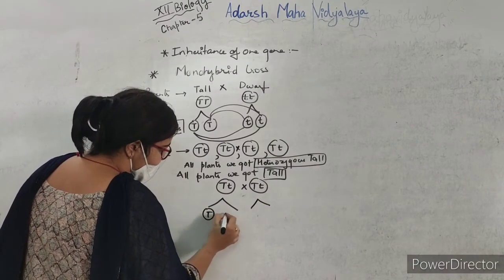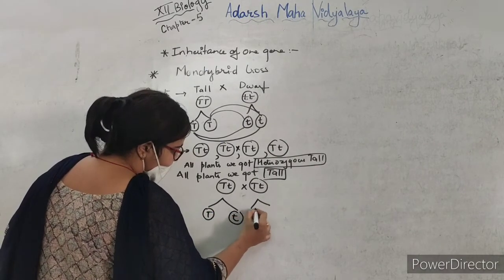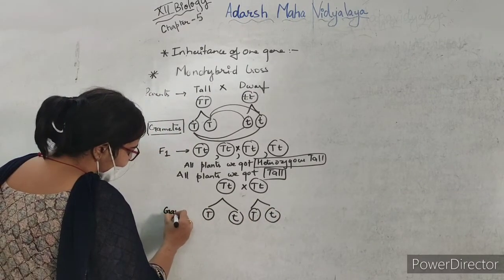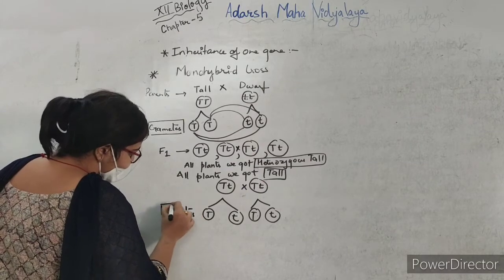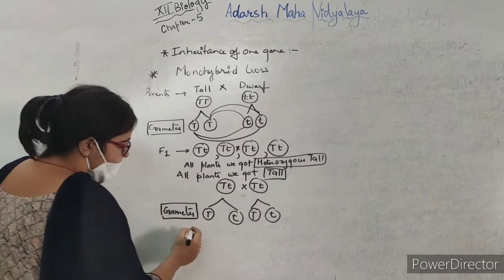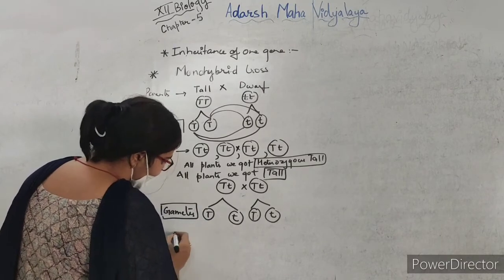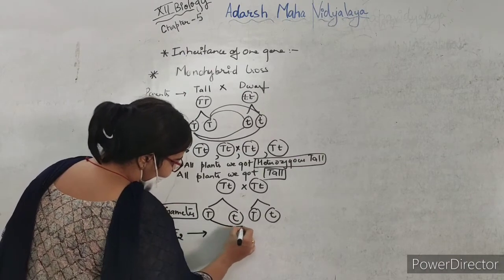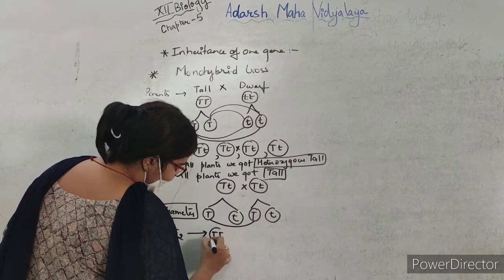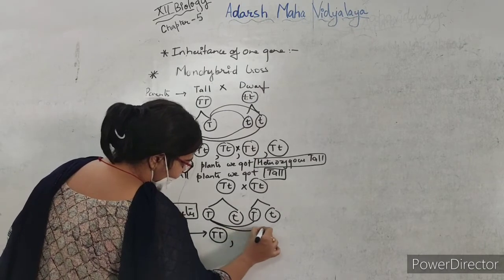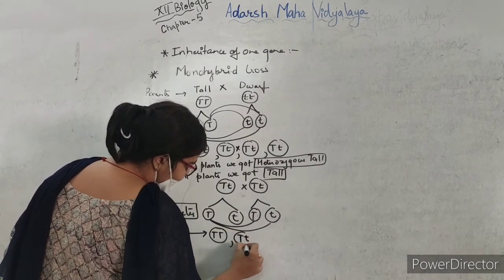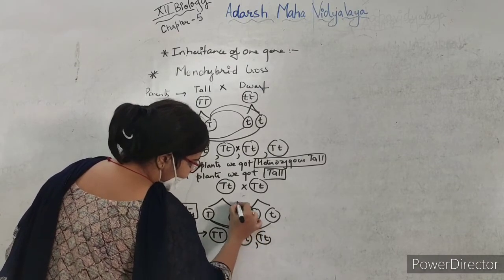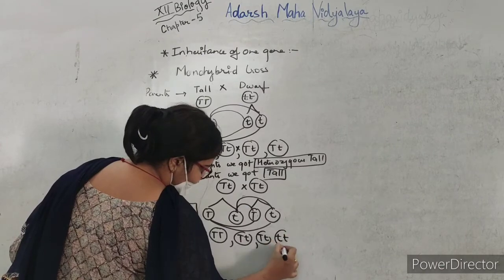That is capital T and small t. Here capital T and small t. Okay. Now these are the gametes. And now these gametes will unite with themselves and we'll get F2 generation. So this will combine with this, so we'll get the first individual capital T, capital T. This will combine with this, so we'll get capital T and small t. This small t will combine with this, so we'll get capital T and small t, and this will combine with this, so we get small t, small t.